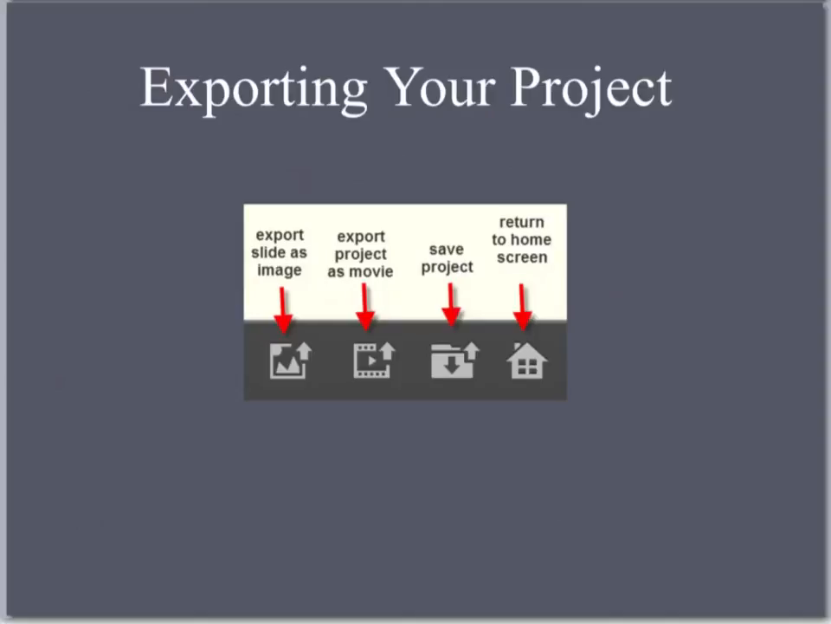On the bottom right-hand side of your screen, you have options to export your Explain Everything project once you are done. You can export your slides as images. You can export your project as a movie to the camera roll or straight to Google Drive. You can simply save your project in Explain Everything, and once saved, you can return to the home screen.